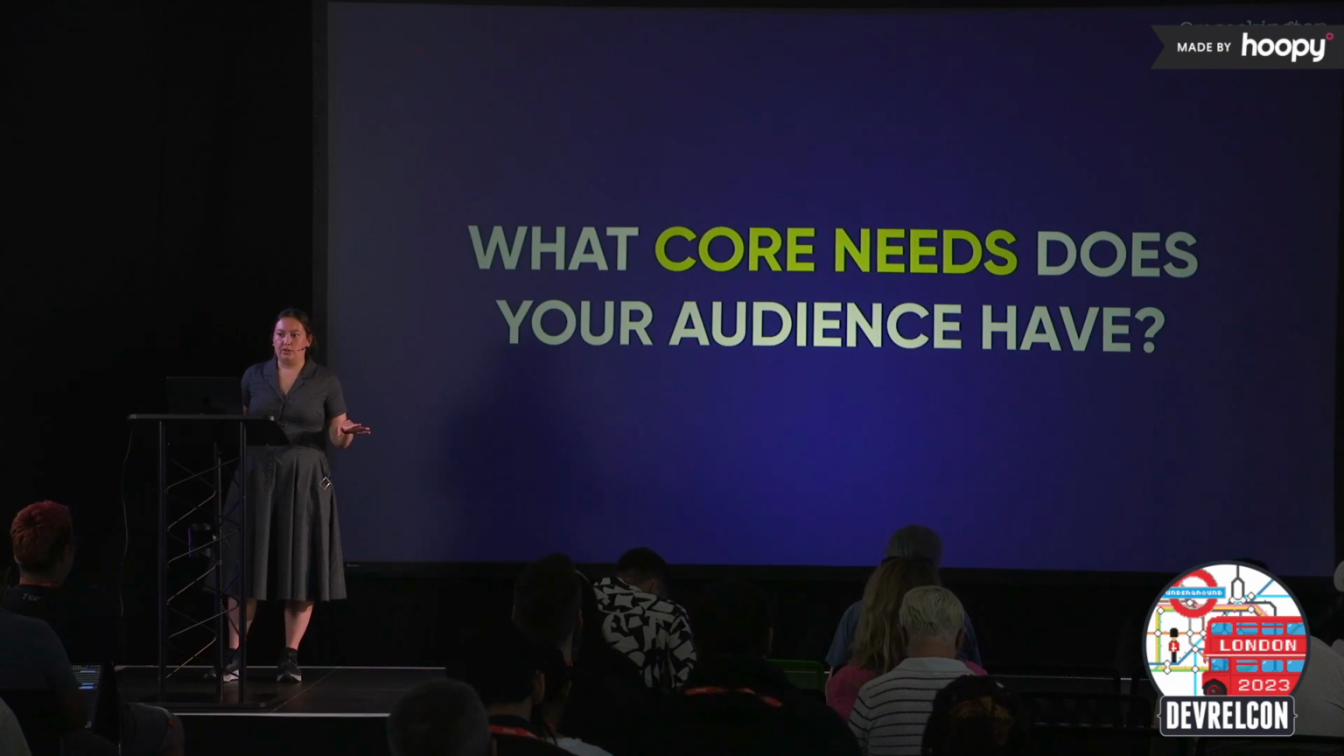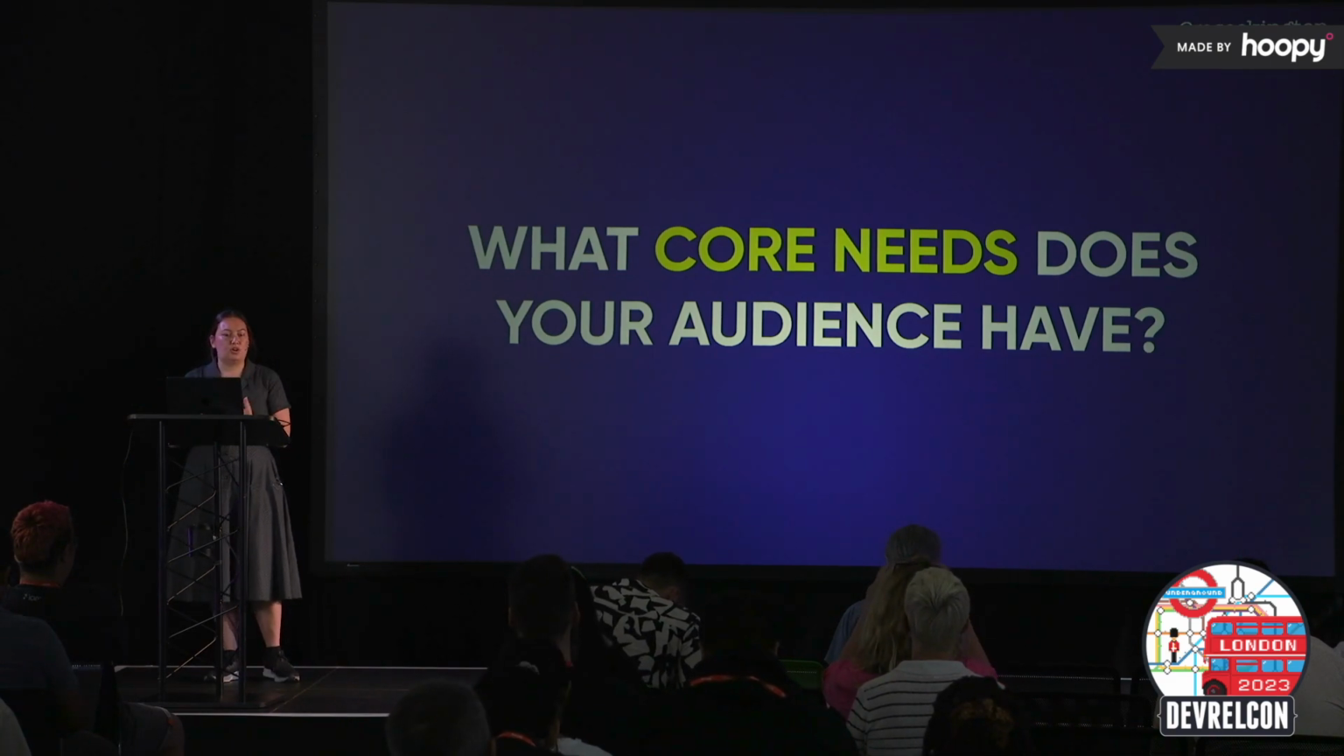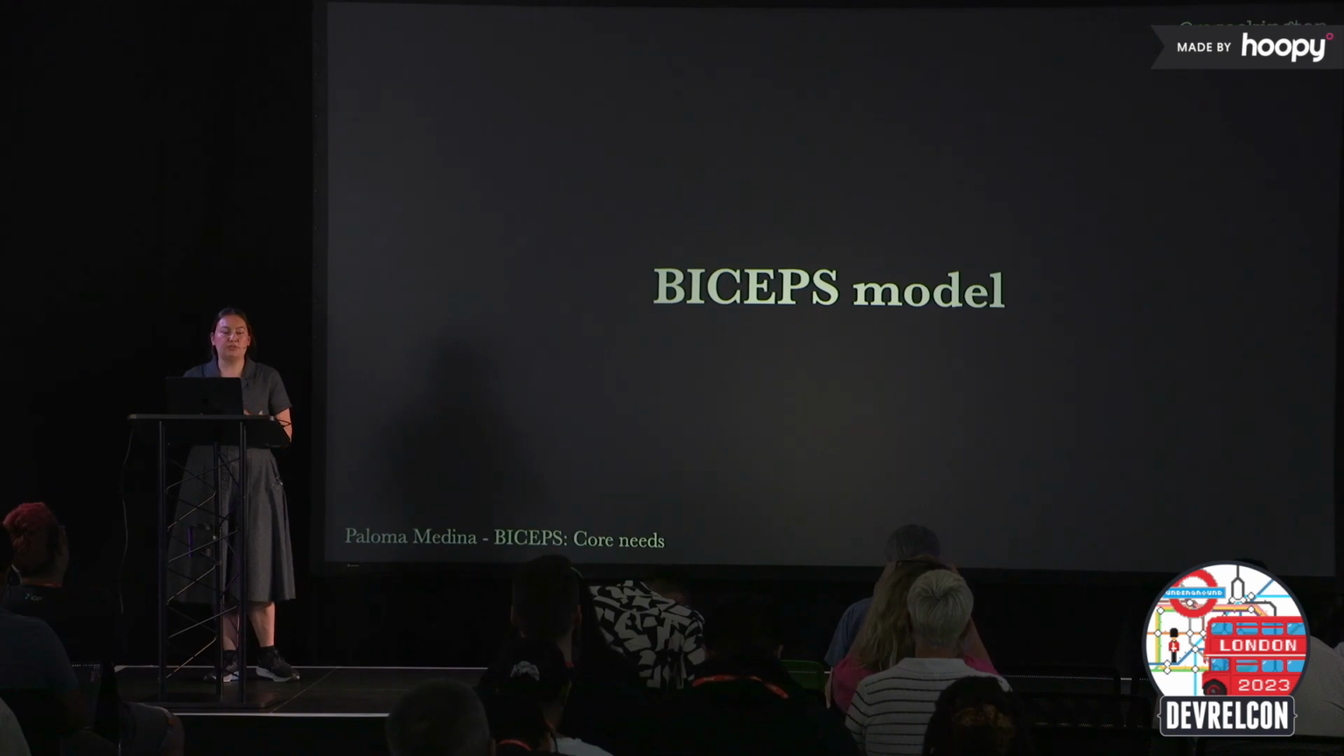Then the third area that we want to look at around target audience is, what are their core needs? For this, we'll be looking at the BICEPS model. The BICEPS model is a model that Paloma Medina came up with, but I know it mainly through Lara Hogan's blog post about how to organize desk moves across engineering teams. It looks at the six core needs that are important to humans in both their work and personal lives. Each of us will have our own individual order of these needs, and we might also have different orders depending on the situation.